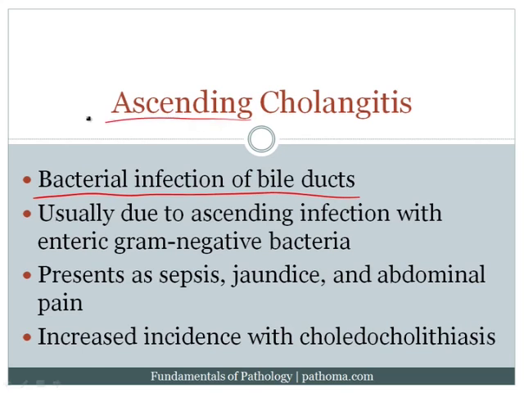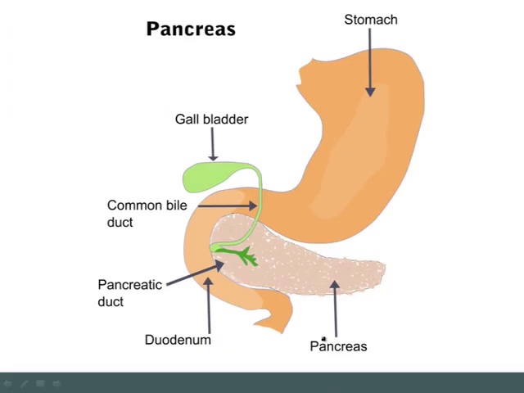Now, the word ascending tells you a lot because it's usually due to ascending infection with enteric gram-negative bacteria. So you get bacteria within the bowel that sort of walk their way up the ductal system. Now, this is going to present as sepsis, jaundice, and abdominal pain, and there's an increased incidence with choledocholithiasis. Again, the idea here is that you've got enteric gram-negative bacteria that walk their way up the ductal system, and as they do so, that's going to result in an ascending cholangitis.